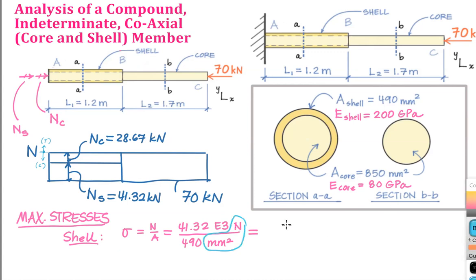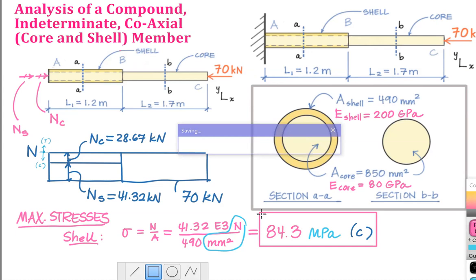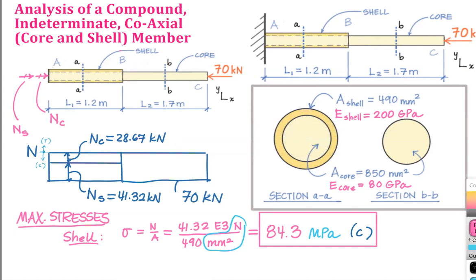This part right here is going to give us an answer in megapascals. We know that our result is going to be in compression, and that number to 3 sig figs will be 84.3. Now that we've got our max stress in the shell done, now we can do the core.